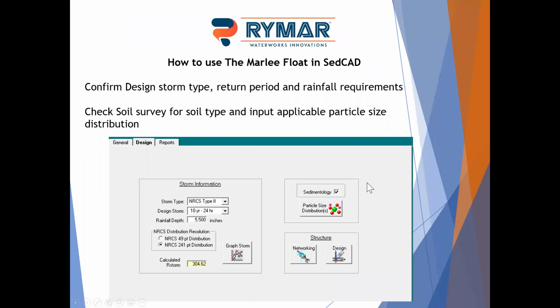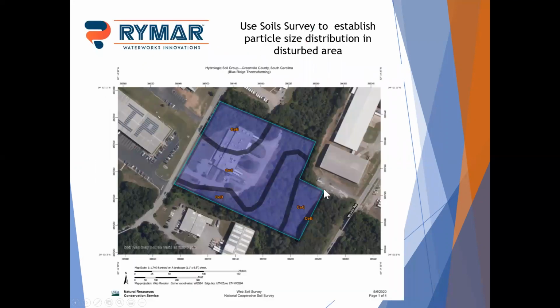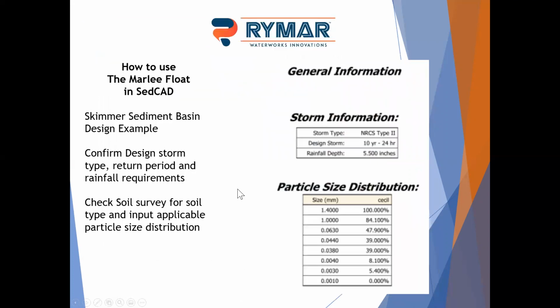So when we had to model that in SedCAD, at least here we're using a Type II storm, 10-year, 24-hour event. In this case, for that area, rainfall depth for that is about 5.5 inches. We also plugged in our soil type. In this case, it was a Cecil soil, pretty common here. And this was our particle size distribution that we plugged into SedCAD to help calculate the sedimentology.